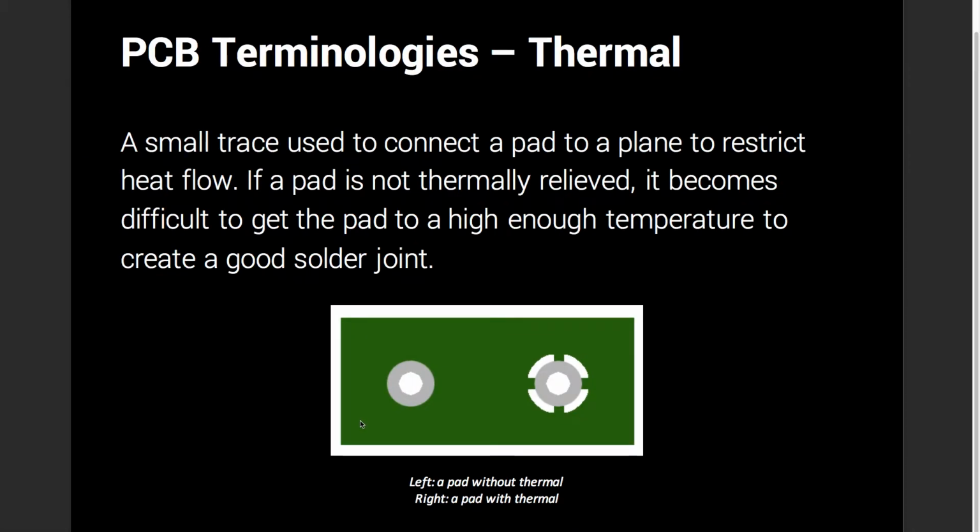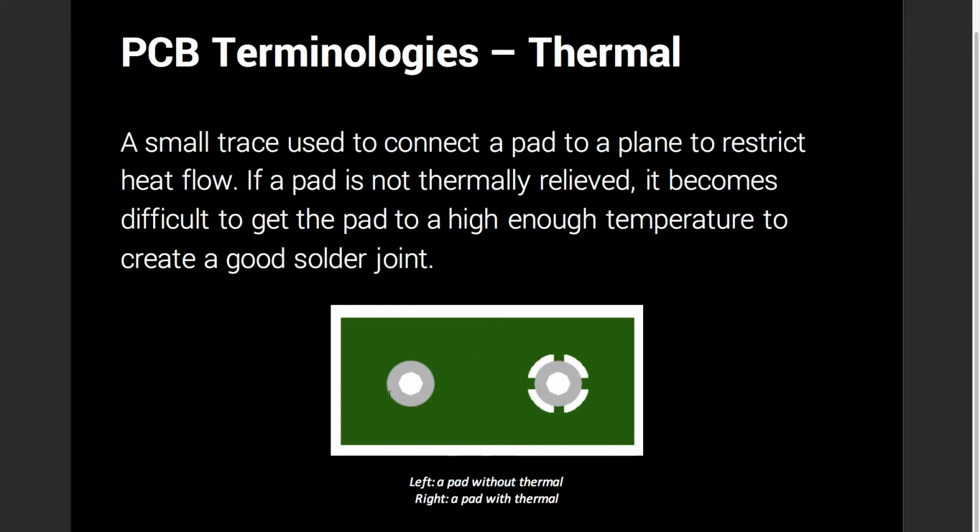A thermal is a small trace used to connect a pad to a plane to resist the heat flow. So if a pad is not thermally relieved, it becomes very difficult to get the pad to a high enough temperature to create a good solder joint. For a good solder joint, you need both metals to be hot. Essentially, the pad itself and the lead of the component have to be hot for you to properly solder something.